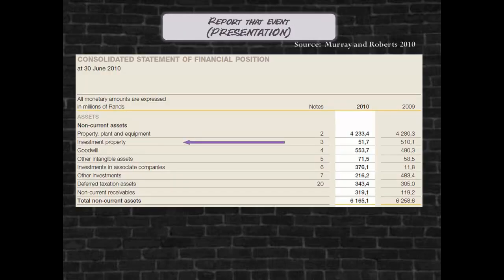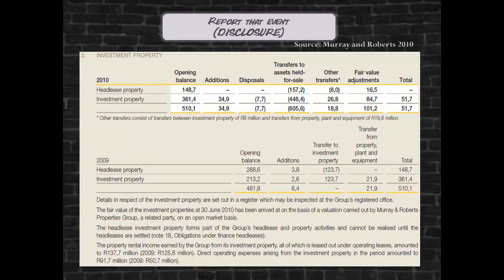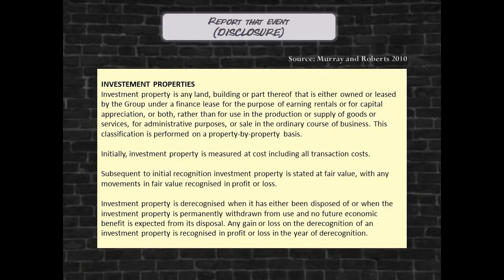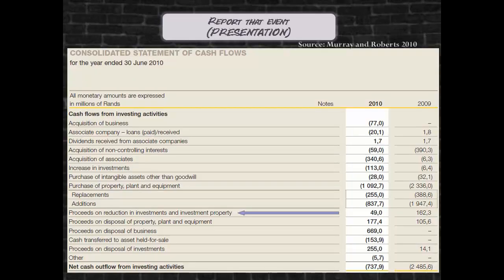Investment property is presented in the statements of financial position and supported by detailed disclosure in the notes. While not specifically addressed by IAS 40, one should not ignore the cash flow implications associated with investment property transactions.